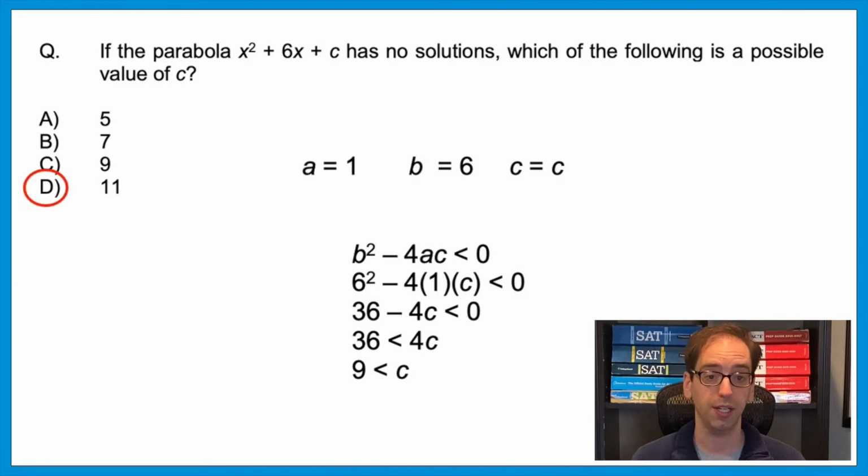The answer is D. So when they tell you something about the nature of the roots, it's often a clue that has something to do with the discriminant. So one more time, two solutions means your discriminant is positive, one solution means that your discriminant is 0, and no solutions means your discriminant is negative.